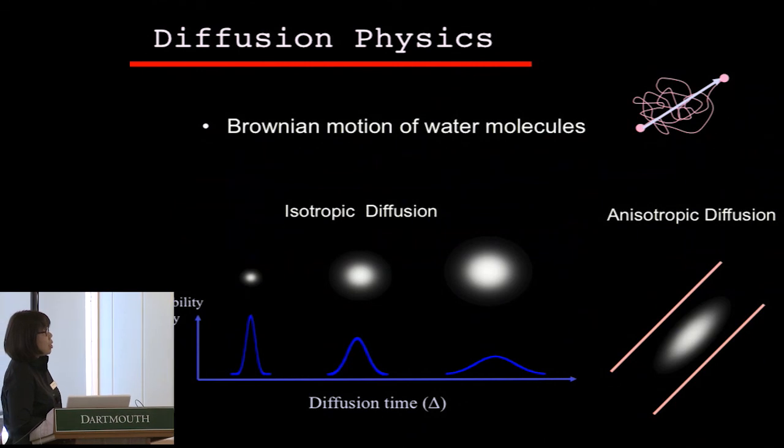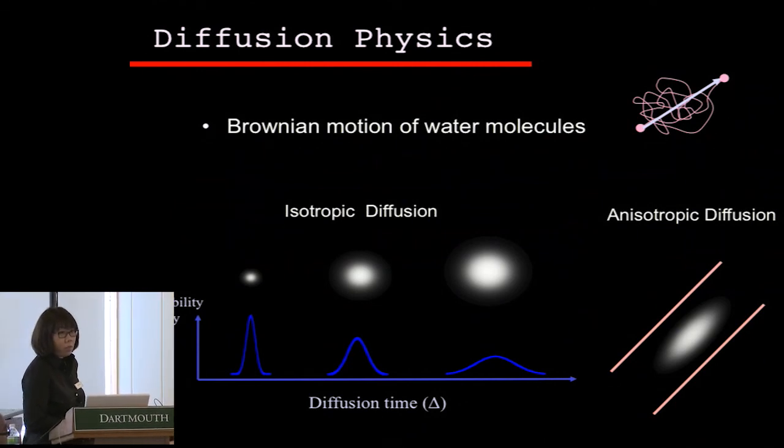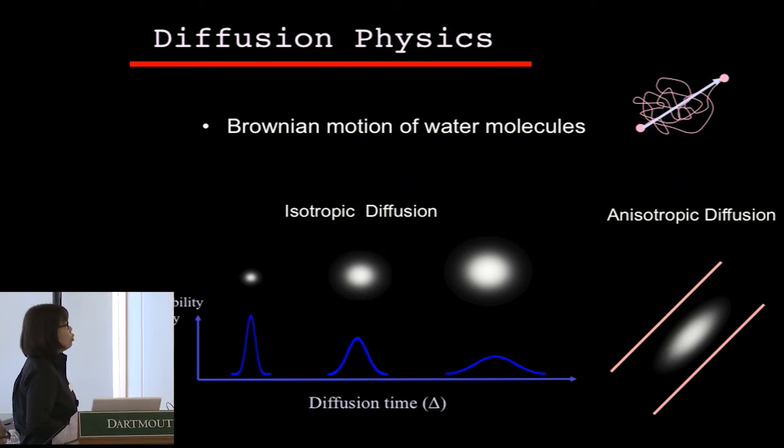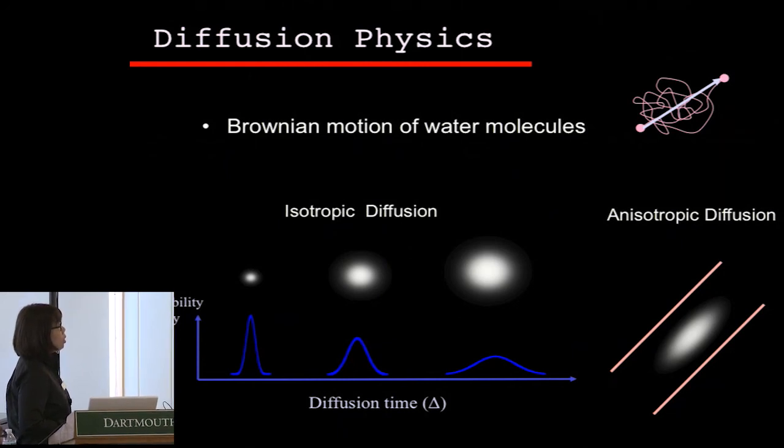So water molecules are not stationary, they move all the time, and the random motion is called Brownian motion. This is an example of isotropic diffusion. At a small diffusion time, most of the water molecules are near the original location. But as the diffusion time increases, some of the water molecules may diffuse to a far distance. And the probability density function of finding the water molecules may look like this and evolve over the diffusion time. Under biological conditions, the molecules may have their favorite direction for diffusion, that is anisotropic diffusion.